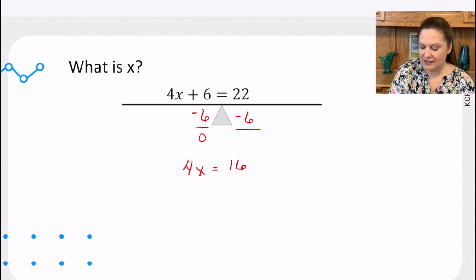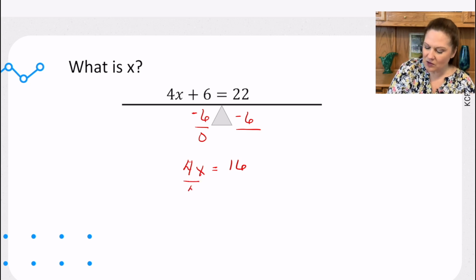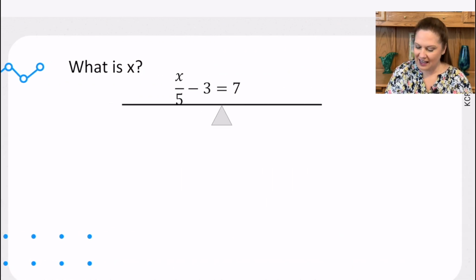you got it, 16. So remember, we have multiplication here again. The inverse is, you got it, division. So we're going to divide by 4. We're going to divide by 4 on the opposite side. X is now equal to, you got it, 4. Good job. You really are getting the hang of this.